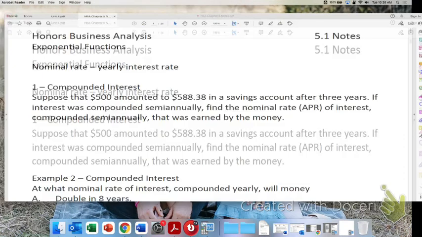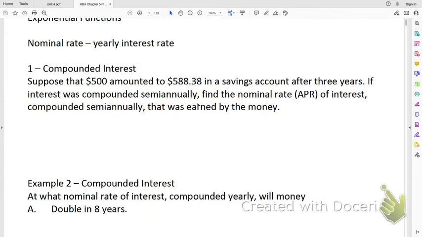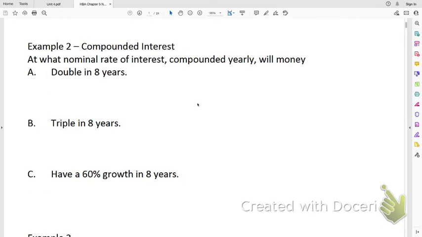All right, so example 2 is a common question for stuff that we do with this. We want to know at what rate of interest compounded yearly will money double in 8 years, triple in 8 years, and have a 60% growth in 8 years. Okay, so if I want to set these up, number 1, does it tell me how much I'm investing to begin with? No. Make up an amount. How much do you want to invest?